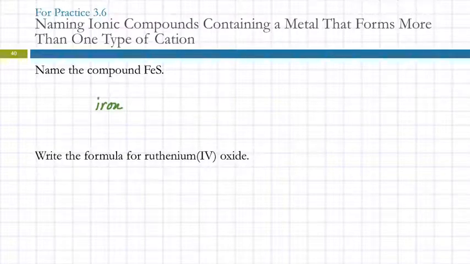Does iron need a Roman numeral? Yes, it does. I know it needs a Roman numeral because it's not in 1A, 2A, 3A, zinc or silver. My goal is to say that so many times that all of you will remember it. 1A, 2A, 3A, zinc or silver. Those guys do not have Roman numerals. All other metals as cations need Roman numerals. Okay, so S, sulfur, and we change the ending of the name to sulfide.